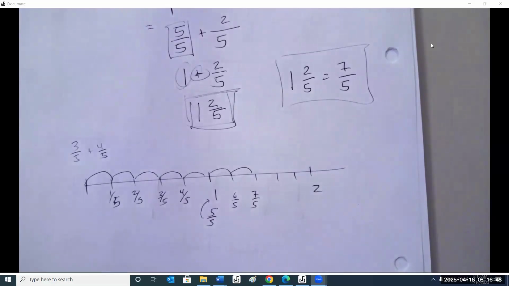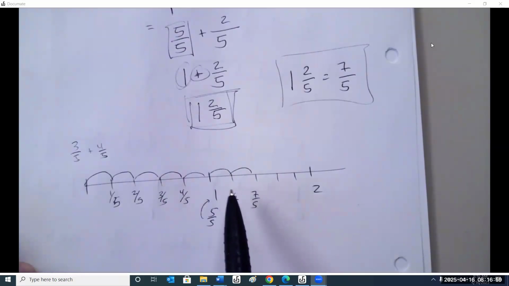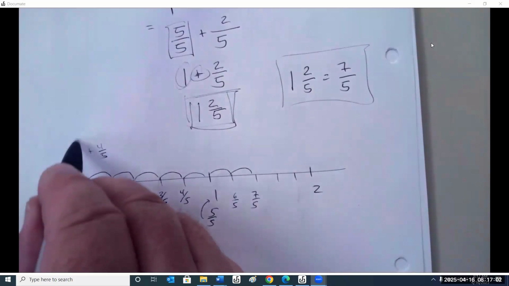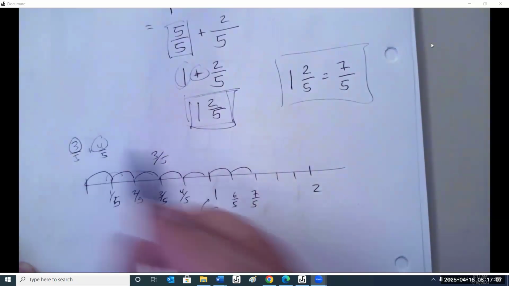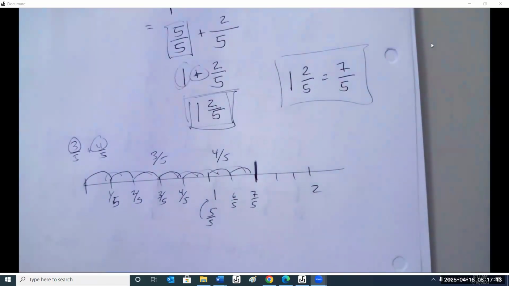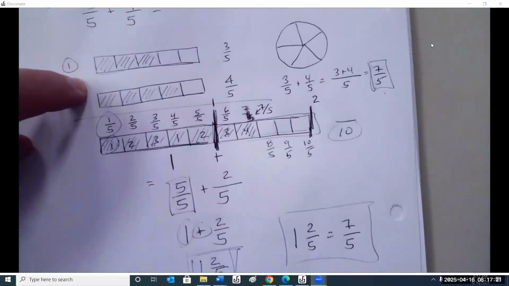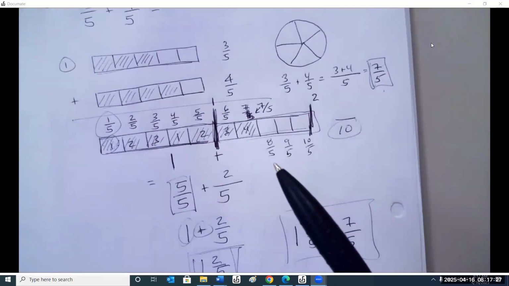So the choice of manipulative will make it easier to explain the problem. Wasn't it much easier doing it this way? Because it's always a jump. You had 3 jumps, 1, 2, 3. This is 3 over 5. Now we have to go 4 more. 1, 2, 3, 4. We ended up at 7 over 5. This number line was much easier than these cubes because the cubes gave the kids a confusing aspect.